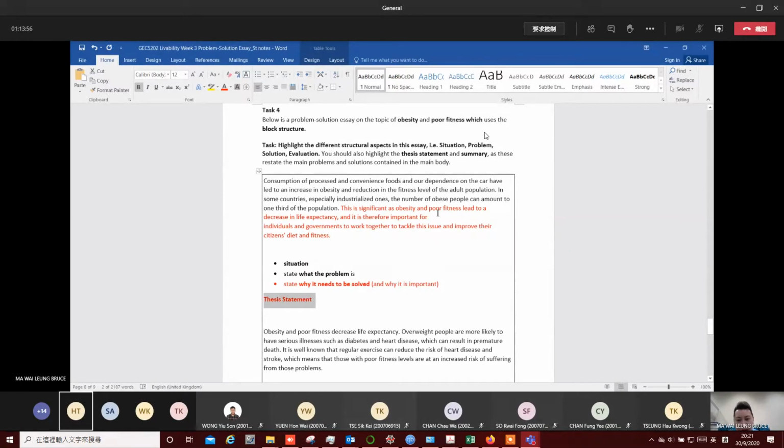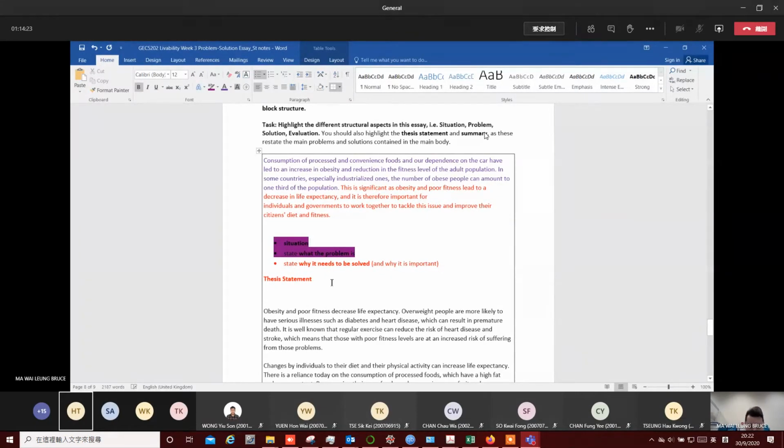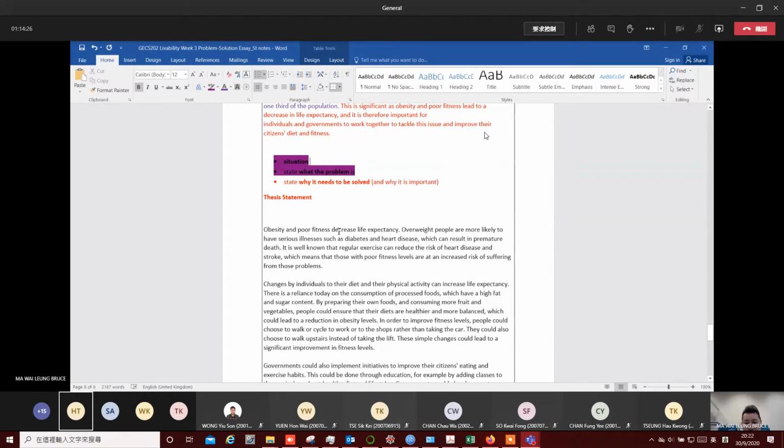Obesity and poor fitness lead to a decrease in life expectancy, and we have no situation, or you may say we have situation. The situation takes the form of the problem. This is situation. So basically, I would say that they are combined. They are combined. Purple. Can you see how they are distributed? Okay. Obesity and poor fitness decrease life expectancy. This is in response to the problem identified above in the thesis statement.